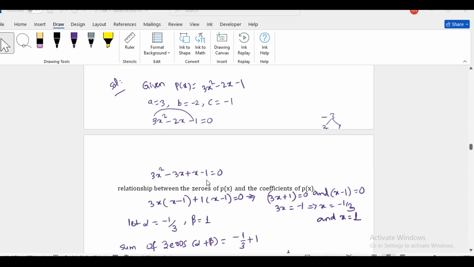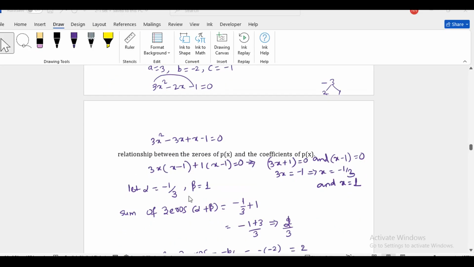3x square minus 3x plus x minus 1 is equal to 0. Take the common 3x: 3x into x minus 1, plus 1 common, x minus 1 is equal to 0. So 3x plus 1 is equal to 0 and x minus 1 is equal to 0. So 3x is equal to minus 1, which means x is equal to minus 1 by 3, and x is equal to 1. These are the two zeros of the given quadratic polynomial. Now let alpha be minus 1 by 3 and beta be 1.